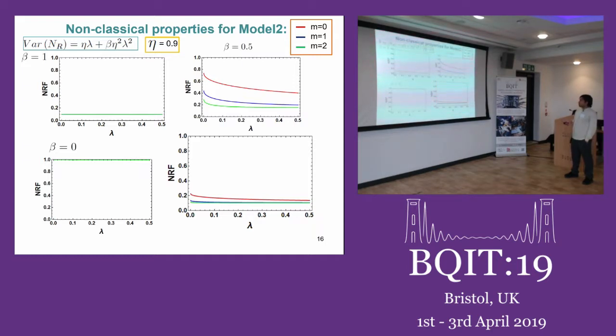So as we see, here the noise reduction factor is below 1, so everything is non-classical, has a non-classical correlation, and the non-classical correlation increases with the number of photon subtractions.